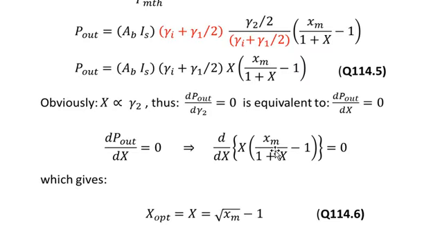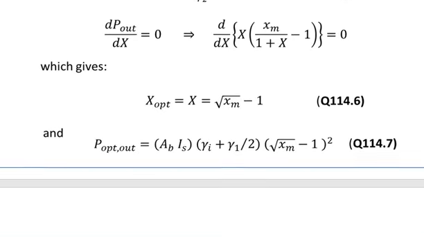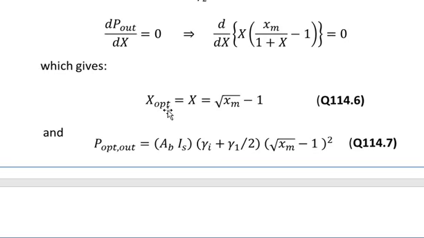So if you take this derivative and solve for the value of X, this value of X will be labeled as X opt, which is the optimum value of X. And if you solve this equation, you will find capital X is equal to the square root of XM minus 1. And this capital X will be referred to as capital X OPT, that is the optimum value of capital X. So you have to substitute capital X by this value. That is, you need to put the X optimum in the equation over here.